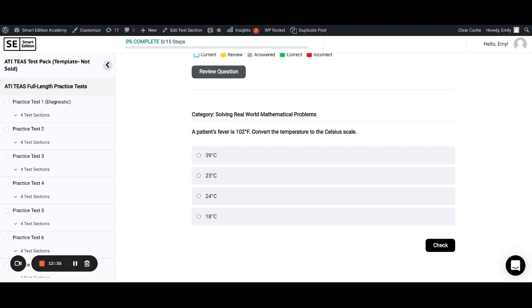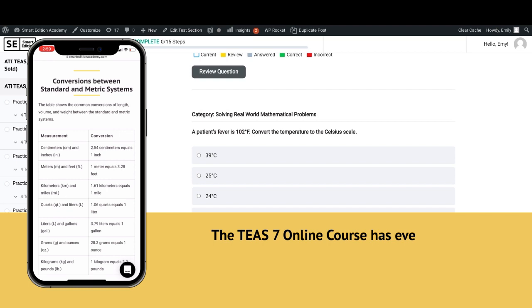Okay. Question number 9 is another real-world math problem. It says that a patient's fever is 102 degrees Fahrenheit. Convert the temperature to the Celsius scale. So again, not only do you need to know your conversions between standard and metric, you also need to know the formula to convert between Fahrenheit and Celsius. So I'm going to give you guys a second here to answer this correctly.